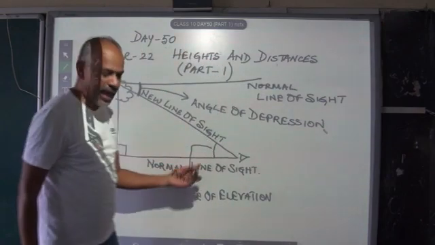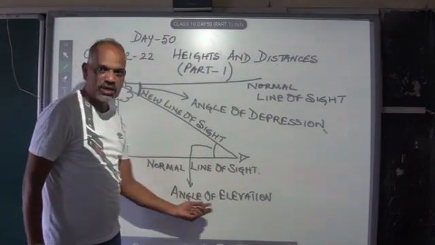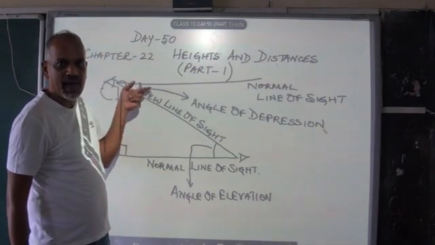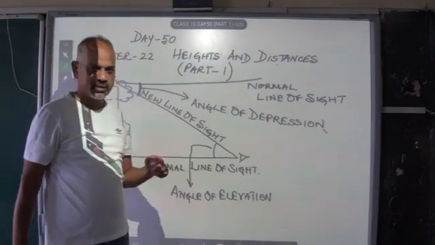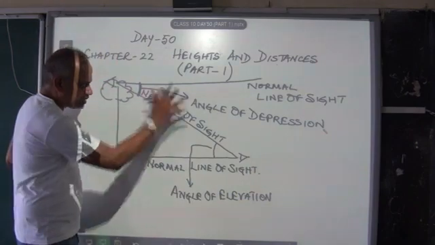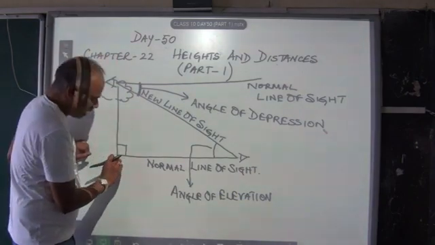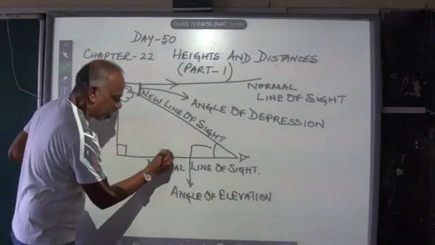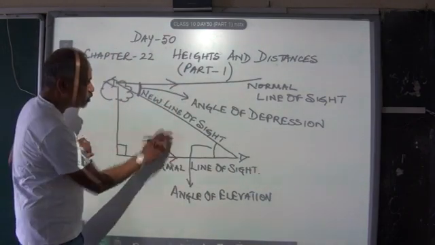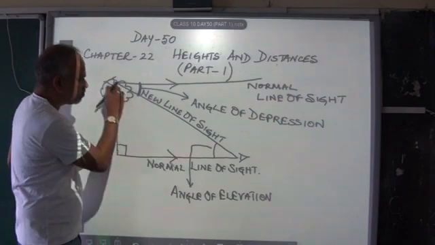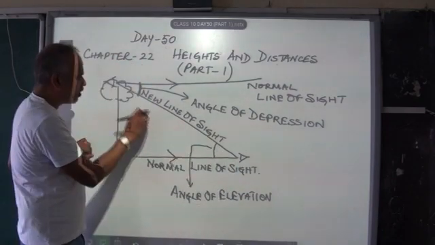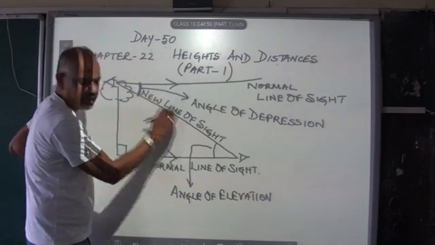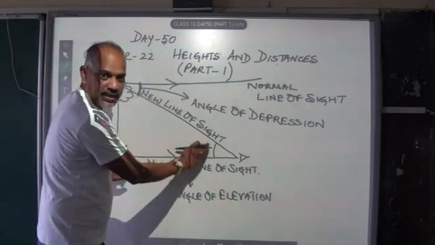When you look up, the angle that you get is called angle of elevation. And when you look down, the angle that you get is called angle of depression. Now, if you look at this complete figure, if you look at this line and this line, you will see that these two lines are parallel to each other. If these two lines are parallel, this becomes the transversal. Therefore, these two angles are called alternate interior angles or interior alternate angles.